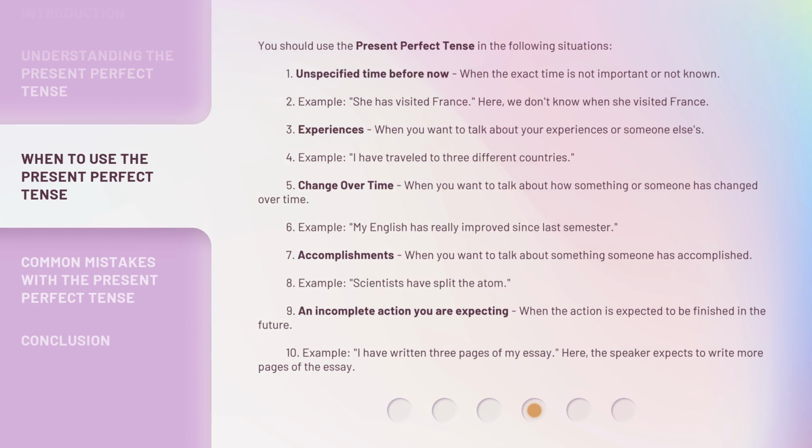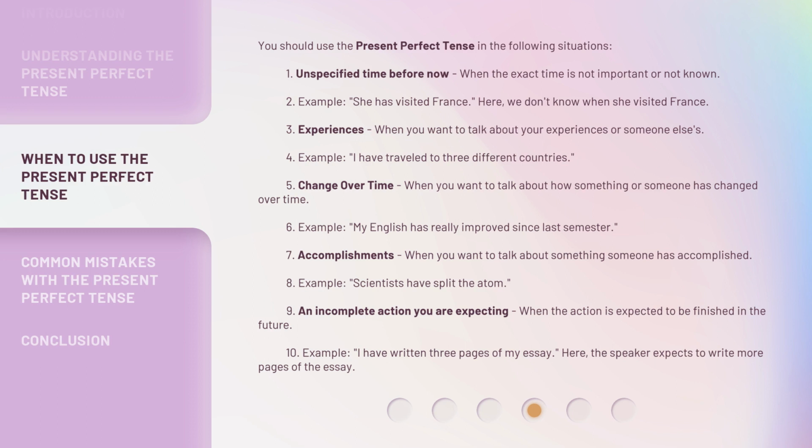You should use the present perfect tense in the following situations. 1. Unspecified time before now, when the exact time is not important or not known. Example, she has visited France. Here, we don't know when she visited France. 2. Experiences, when you want to talk about your experiences or someone else's. Example, I have traveled to 3 different countries. 3. Change over time, when you want to talk about how something or someone has changed over time. Example, my English has really improved since last semester.